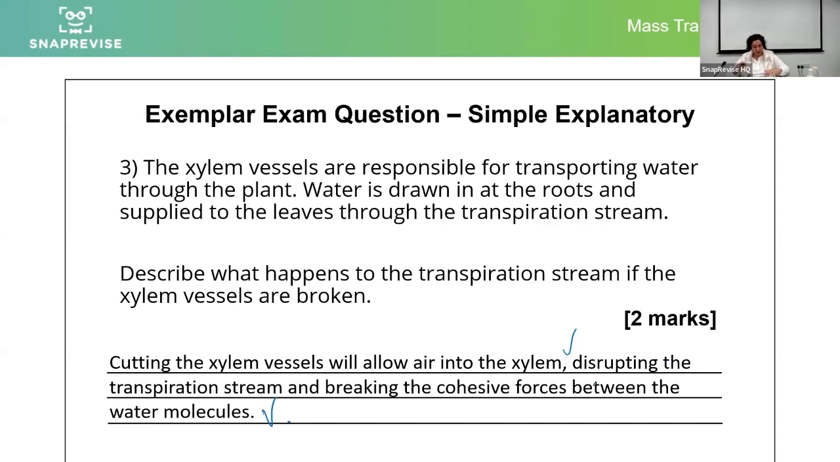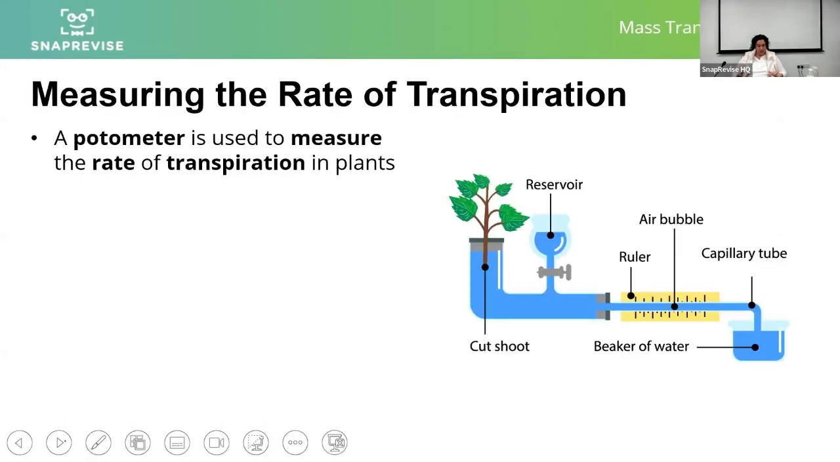Okay, let's move to the next part then, which is what are the experimental techniques that we use to investigate the rate of transpiration? And also, what are the factors that can affect it?